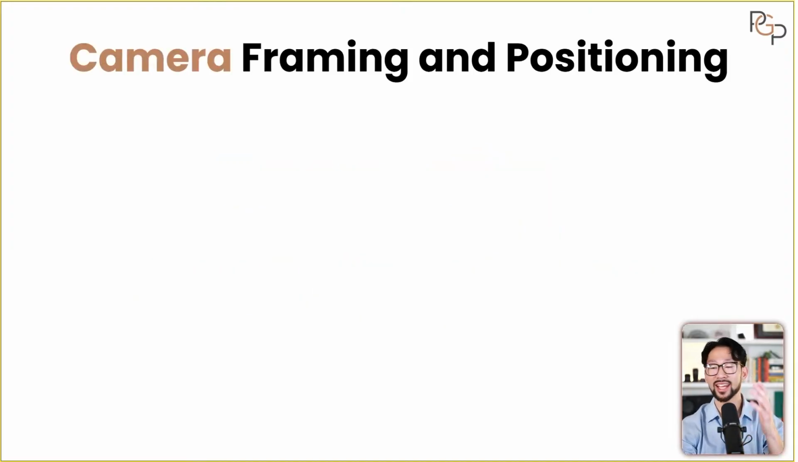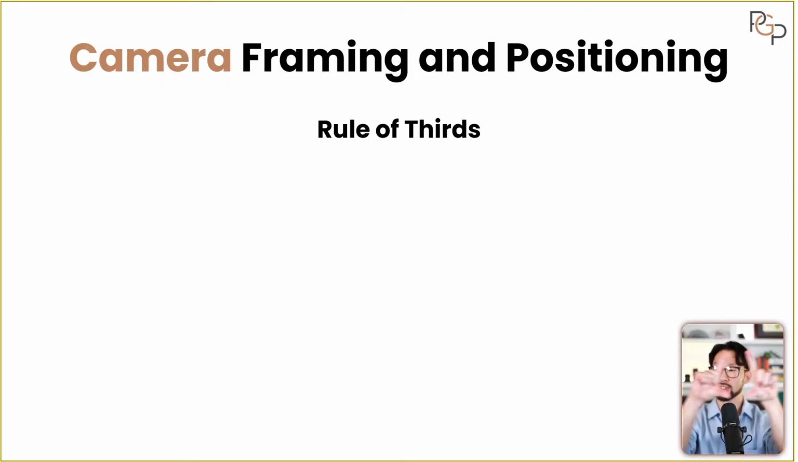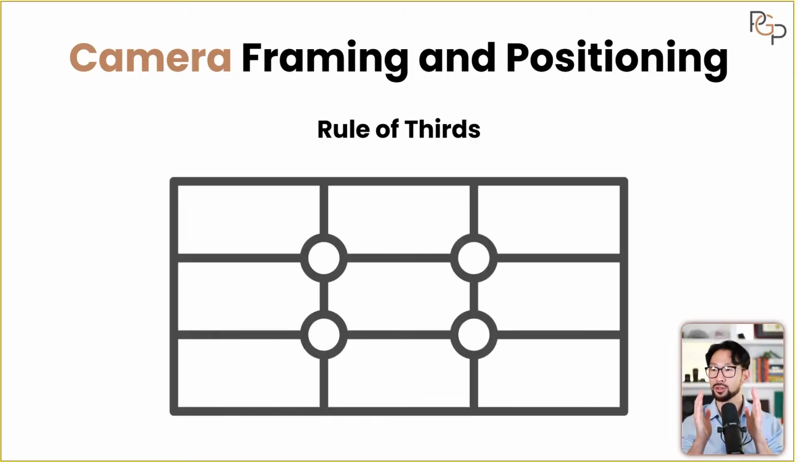So the first thing is camera positioning and framing. We're going to go through something called the rule of thirds. If you can imagine the rectangle where you watch videos, you essentially want to cut that up into a grid. You can imagine a tic-tac-toe board, right? There's 3 sections horizontally and 3 sections vertically. This is known as the rule of thirds in photography, and it translates very well to photos and videos.